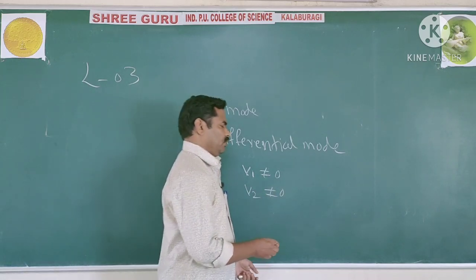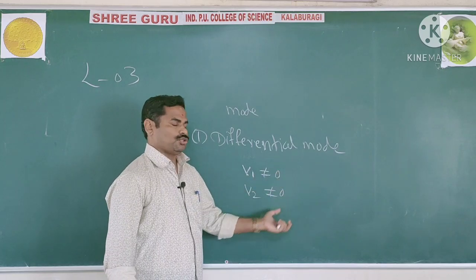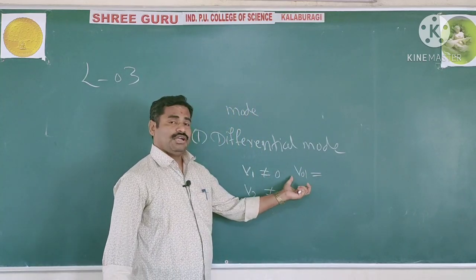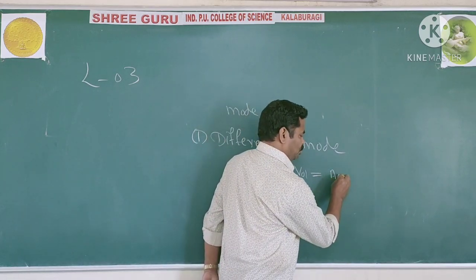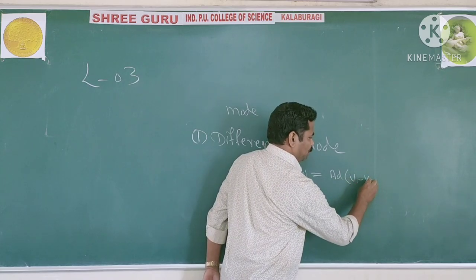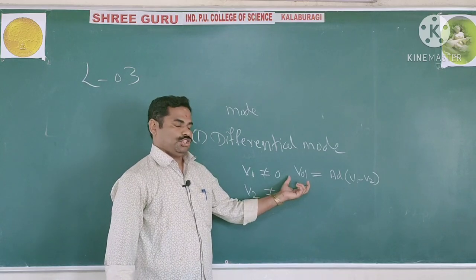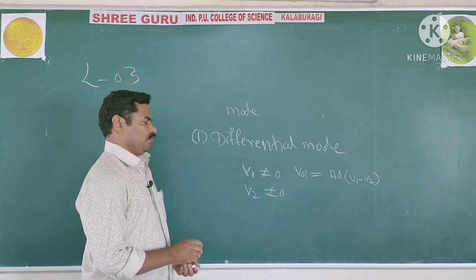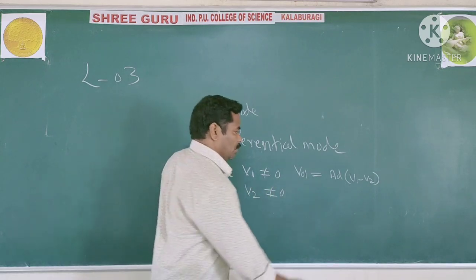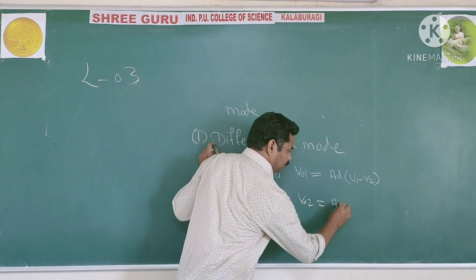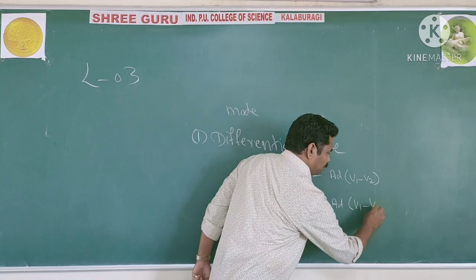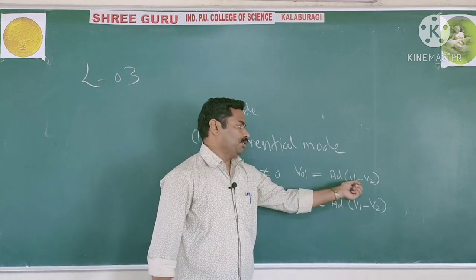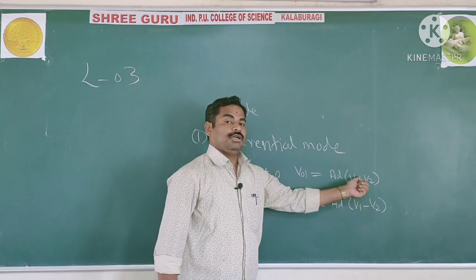It means you are applying the two inputs and also getting two outputs. And as we know, the V01, the output 1, is equal to AD, nothing but the voltage gain, times V1 minus V2. The output voltage is nothing but the differential gain times V1 minus V2. Or we can write about V02, that is also AD into V1 minus V2. It means in your differential amplifier, they will amplify the difference between the two signals.